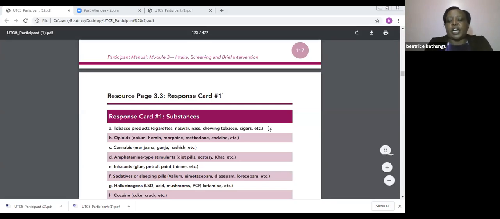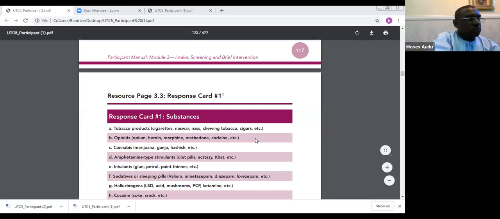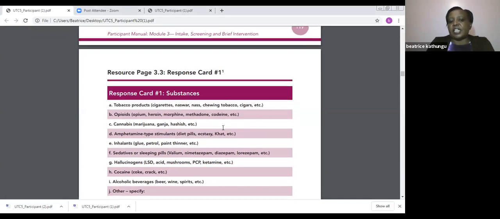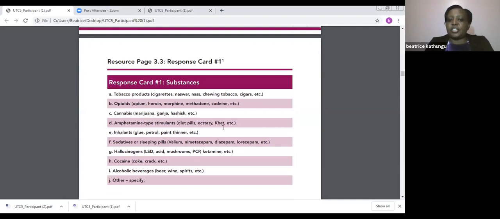So in the response card 1, you give the client, you tell them that this is a list of substances that you're going to be asking them about, and you go through each of them to ensure the client understands these substances, so that by the time you're asking them about them, in the follow-up questions, they are in the picture. So you can see the first one is tobacco and gives you all the different examples or types. We have opioids and the different types. We have cannabis and the different types, and so on and so forth. The client themselves might tell you, in my country, we have cannabis, but we have a different name. So you tell them that is acceptable.